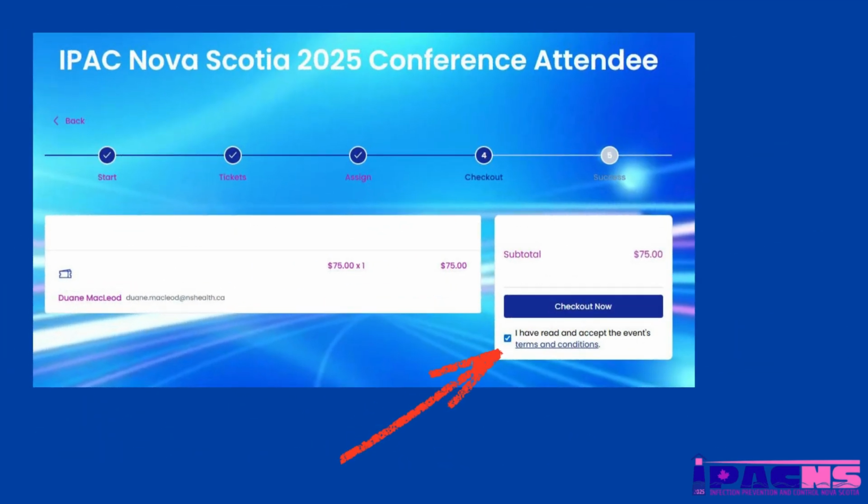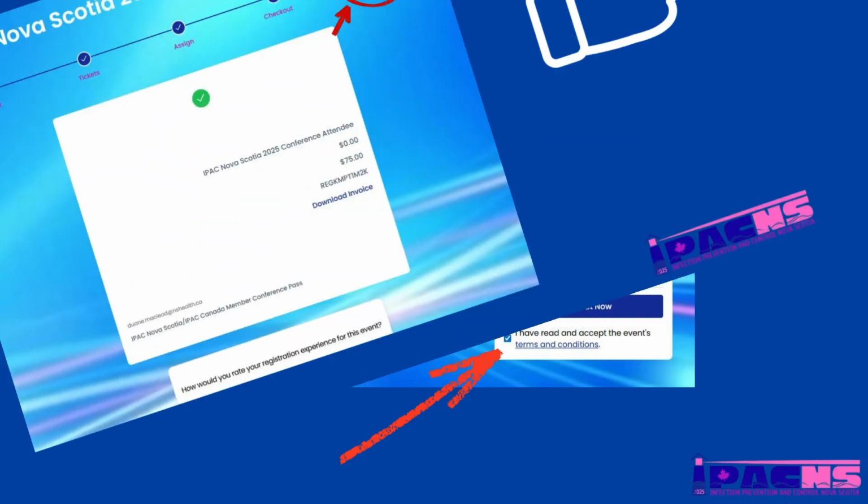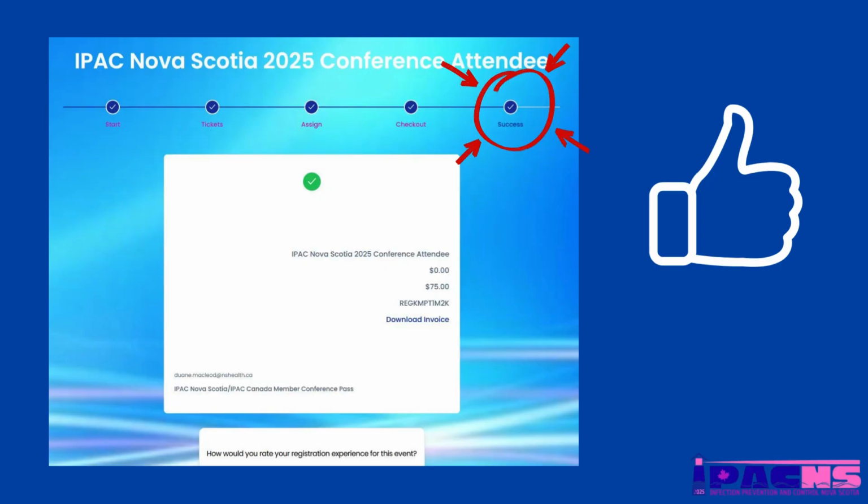Here you will be asked to read the terms and conditions and then indicate by ticking the box that you have read the terms and conditions. Once that is complete, you can click on the Checkout Now button. Once you have completed the Feedaloop registration, you will be brought to this page that shows you the successful progress of your registration as circled here.